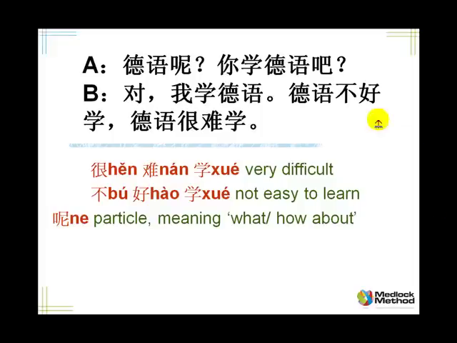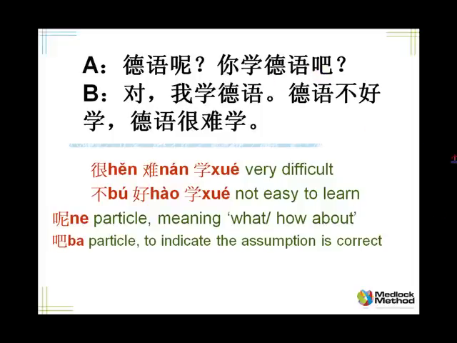你学德语吧。 It's a particle to indicate that you assume the answer should be correct. Sort of like, don't you? So here, 你学德语吧, you learn German, don't you? This is more like a tag question in English, but you assume the answer would be yes. 对. Correct. Right. What you said is right. Remember, we have another one as well. 是啊. Does it have the same meaning as 是啊? Yeah, they can be interchangeable. Why don't you listen and repeat?